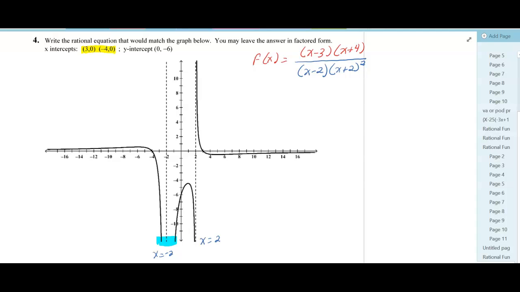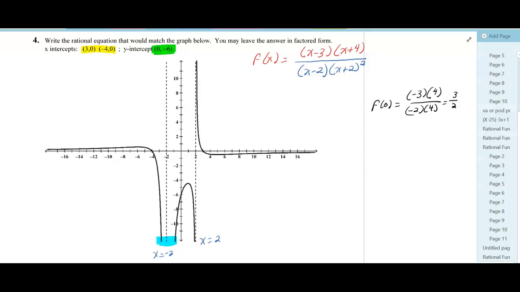Right now, if I were to multiply this out, it'll be x squared over x cubed, so the horizontal asymptote is accurate. So let's check the y-intercept. If I were to calculate f of 0, I get negative 3 times 4 over negative 2 times 4, which is 3/2. However, the y-intercept is negative 6, so it is not matching up.